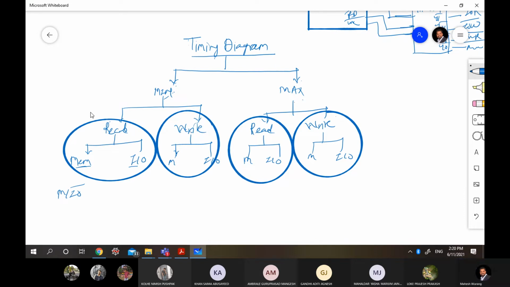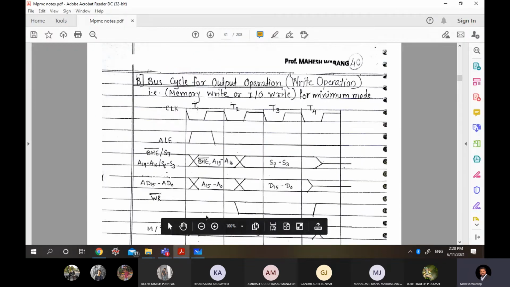Simple. Okay. I'll tell you one in a little detail. Read in minimum mode, no, I won't explain read, I will explain write. I will say write in minimum mode, and the rest of you have to just understand, and then I will go quickly. Okay. Let's start with the timing diagram.